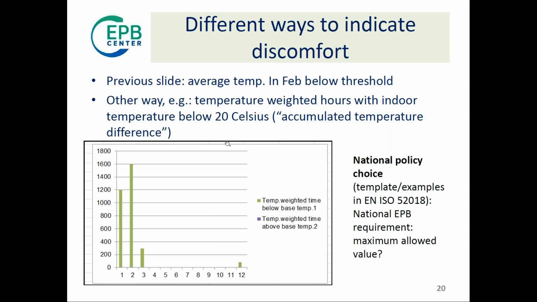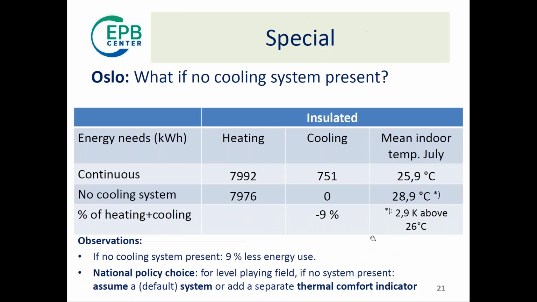So this could be a national choice to have this as an indicator. And then you could have a national requirement that allows a maximum value for this, and to take certain measures if you exceed a maximum value. Actually, you could convert this number of temperature weighted hours into the average temperature for the whole month, which I've shown on the previous slide. And there are more combinations possible, but for the sake of time, I'll skip these.